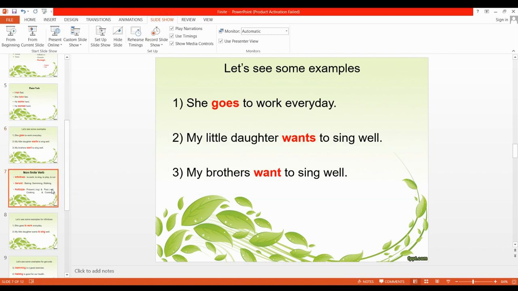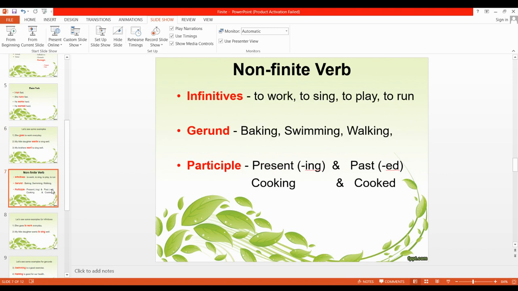Next, we just switch on to non-finite verb. So, what is non-finite verb? Again, here also we are having three categories. The first one is infinitives. Like before verb, we are having to. So, it is called as to infinitive. To infinitives means to work, to sing, to play, to run.